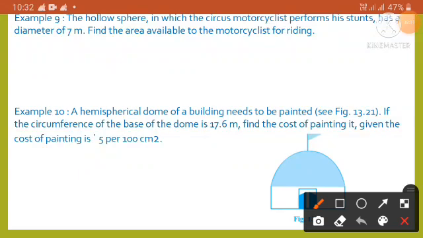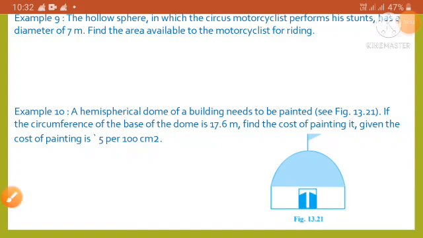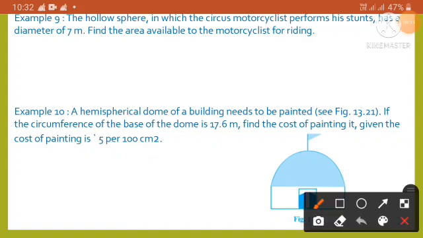So figure number 13.2 here. Here is the figure, and hemisphere dome means this portion. Okay. So we have to paint this.